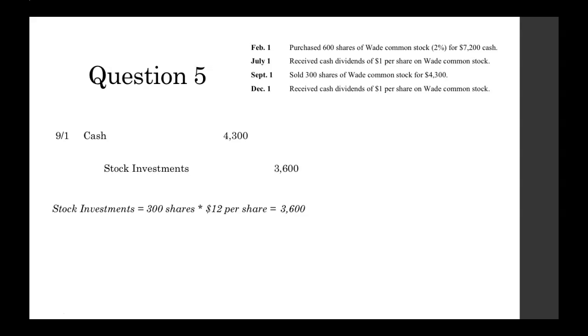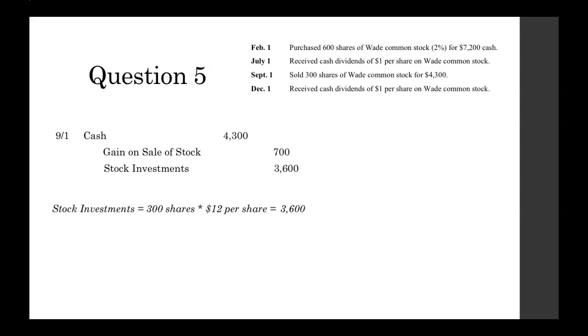Now, you'll notice your debits and credits don't equal. Why is that? We need this extra $700 over here on this credit side. Well, you sold stock investments that to you were worth $3,600, but you were able to get people to pay you $4,300. So since you got more cash than what your stock investments were worth to you on your books, you had a gain on the sale of stock.